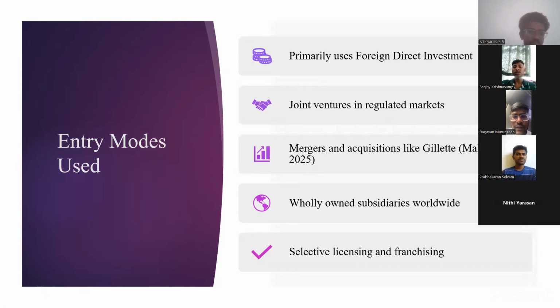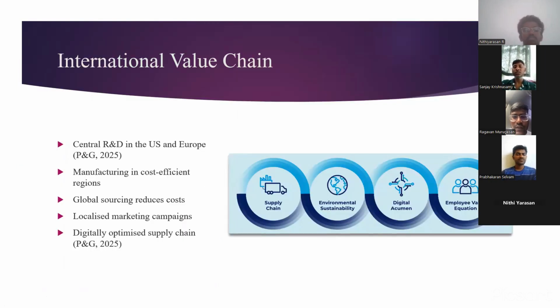And coming to the international value chain, looking at the global value chain, they keep R&D in the US and Europe. Manufacturing happens in regions that are most cost efficient, and they source globally to keep costs low. Marketing is adapted locally, and their supply chain is tech driven and digitalized for better efficiency.